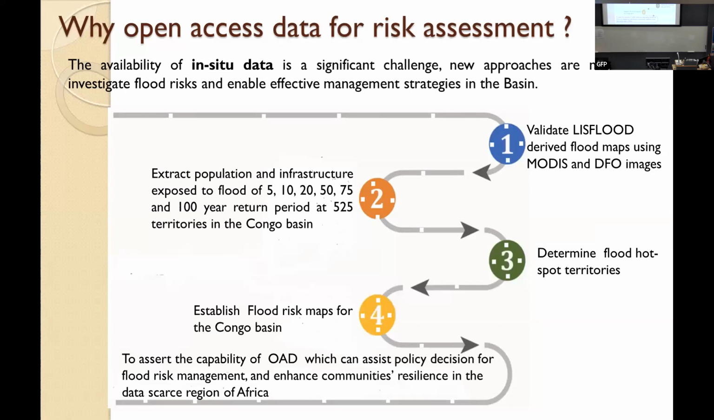The third point was the determination of the hotspot territories. And the last point was establishing the flood risk map for the Congo Basin. The aim of those exercises was to assess the capability of open access data, which can assist policy decisions for flood risk management and can enhance communities' resilience in the Congo, particularly, and why not for the African region, where the data is really very scarce.